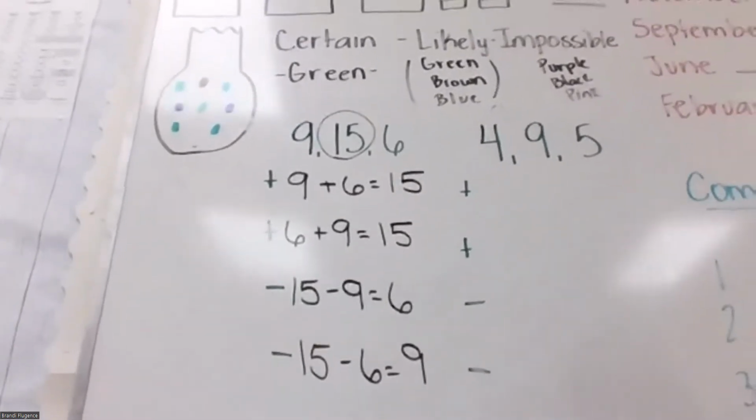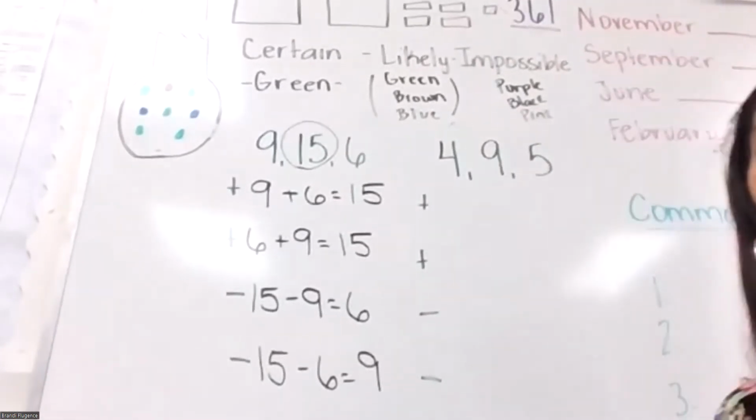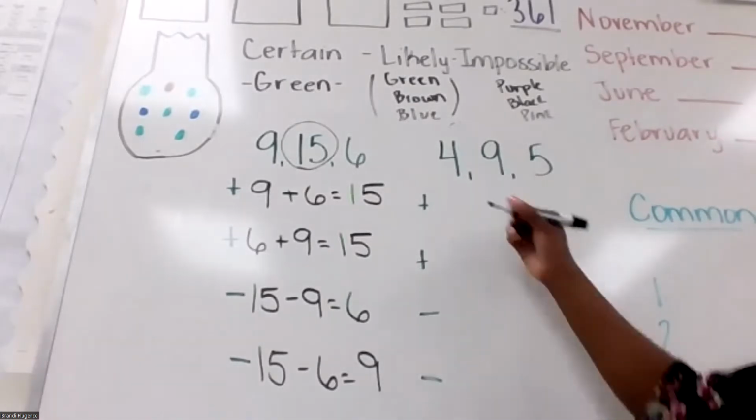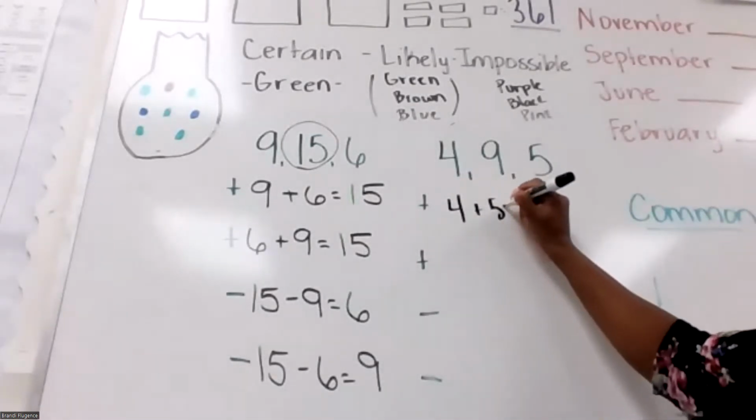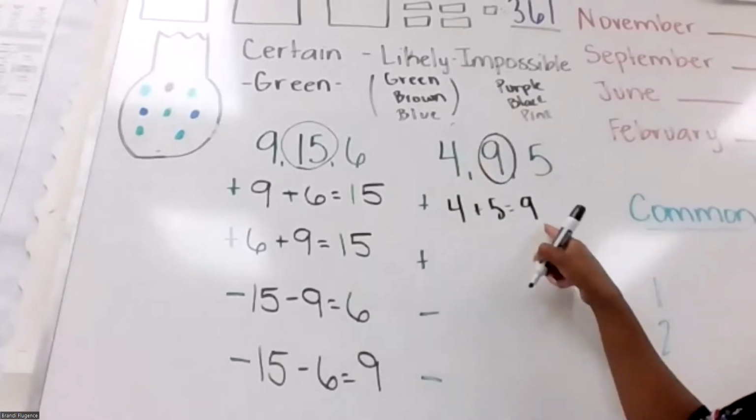All right, so let's go ahead and look at it and figure it out. So 4, 9, and 5. What's an addition fact I could make, Dennis? 4 plus 5 equals 9. Good. And that is true because 9 is my largest number. So that means I need to add these 2 to get 9. 4 plus 5 is 9.